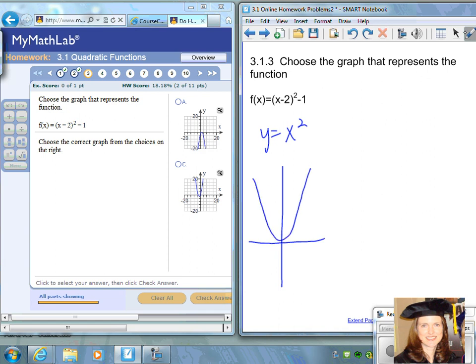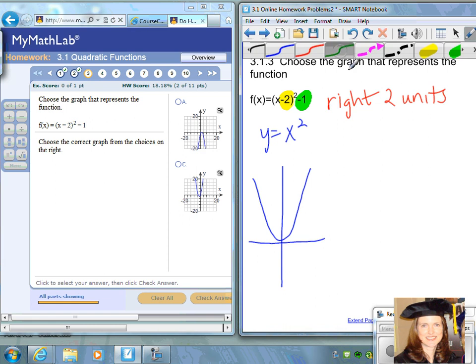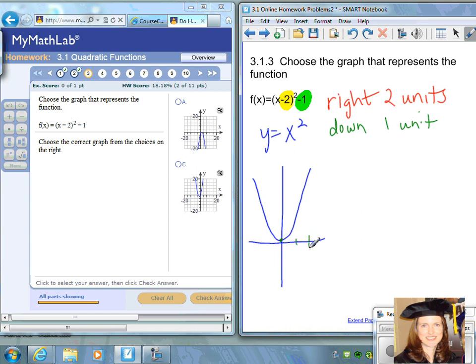The minus 2 inside the parentheses indicates that this basic graph has been shifted to the right 2 units. That minus 1 on the outside indicates that your basic graph has been shifted down 1 unit. So our graph is going to be the graph of this basic parabola, but we're going to move that vertex to the right 2 and down 1. So it's going to be a parabola that looks like this.